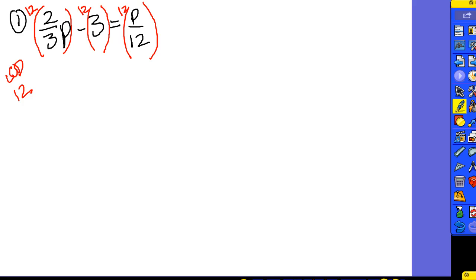And then I'm going to pick up another color. So now I'm going to multiply my numerators. So 2 times 12 is 24 thirds P, right? Because I'm multiplying 12 times 2 divided by 3, minus 12 times 3, which is 36. And then I'm going to multiply 12 times P over 12.